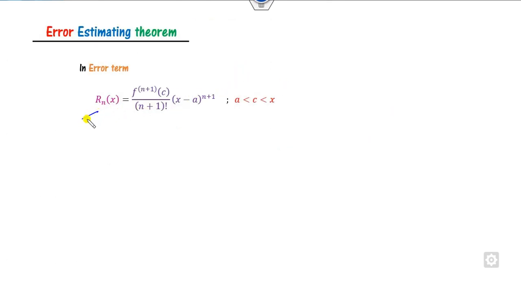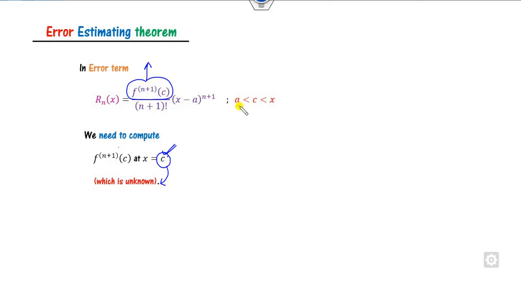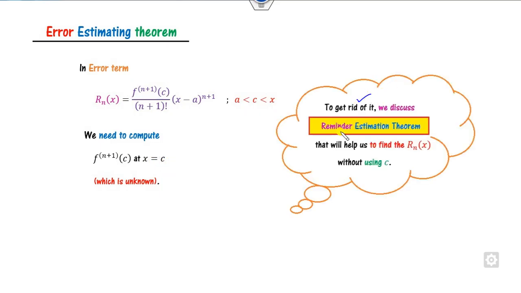If you have an error Rn defined here, then your target is to find the n plus 1 derivative of the function f at the point c. But clearly c is unknown, because c lies between the point a and x. So how can you compute the derivative of the function at unknown points? That is not an easy task. In order to get rid of this, we will discuss the remainder estimation theorem that will help us compute this Rn without knowing the value of c. That's why this is quite important.